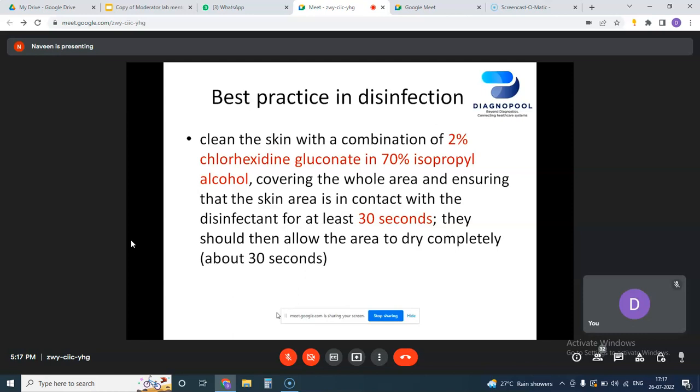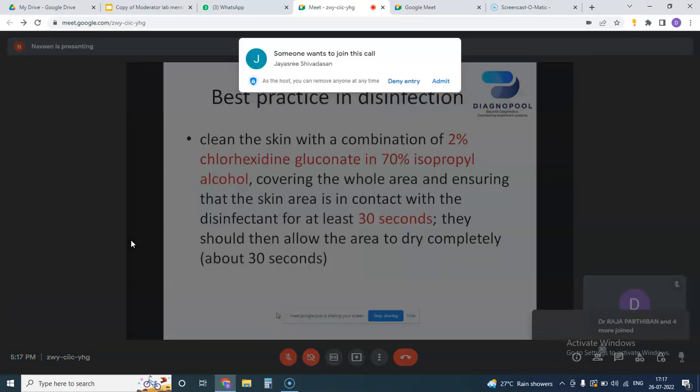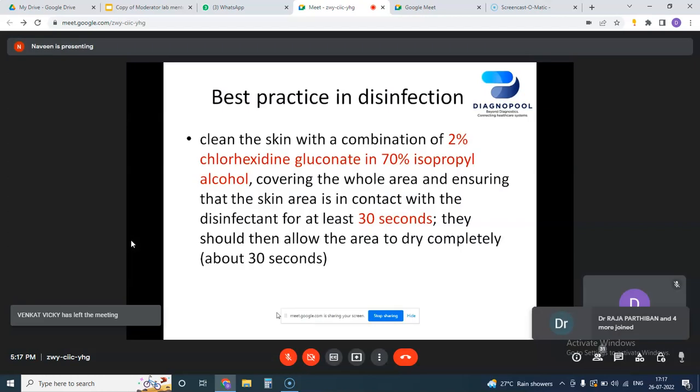Okay, so remember, the disinfectant should contain 2% chlorhexidine in 70% isopropyl alcohol, and it should contact the skin for at least 30 seconds. And remember, it should dry before the needle is introduced. Otherwise, as I told you, there is a chance of hemolysis happening.